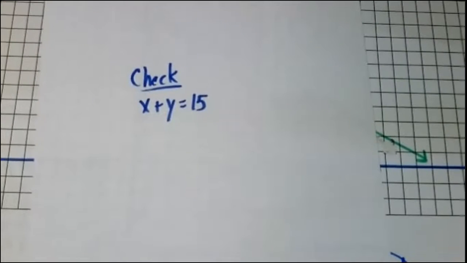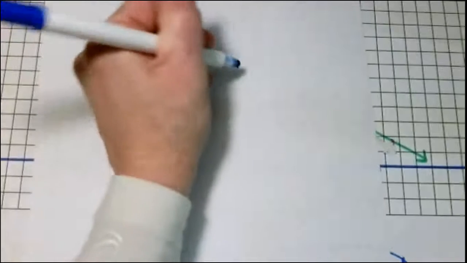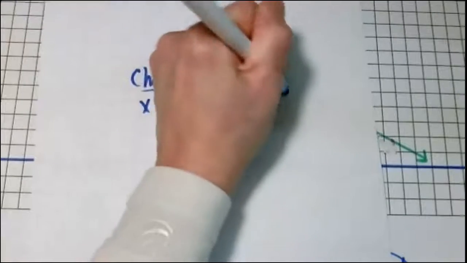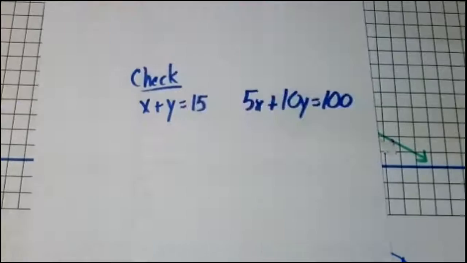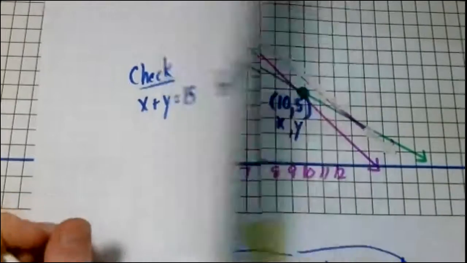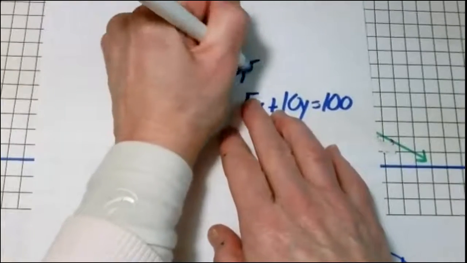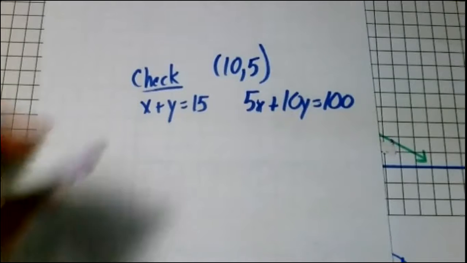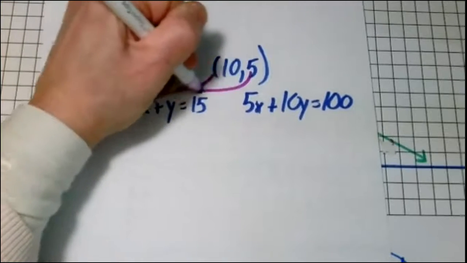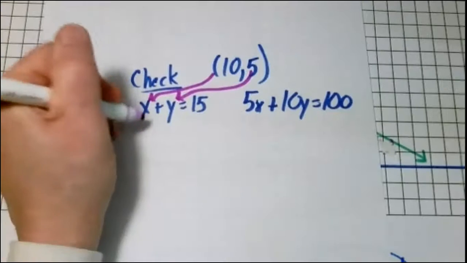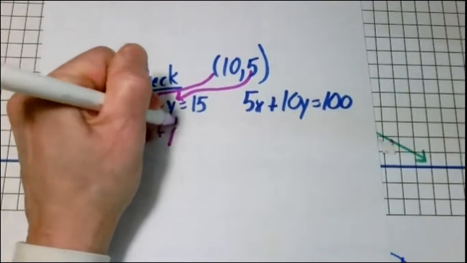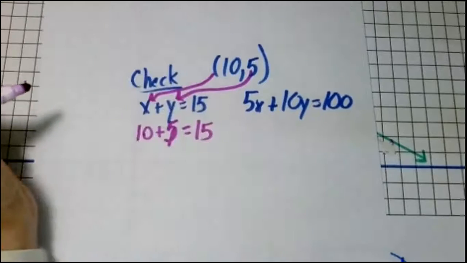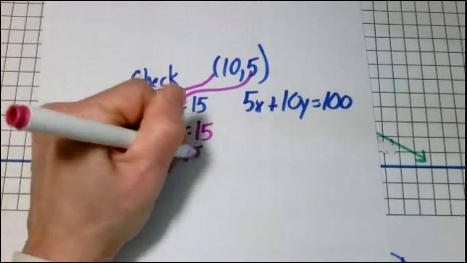And don't worry, I know these problems take a long time. I'm not giving you very many to do for your homework, I don't believe. And then the other one was 5X plus 10Y equals 100. Okay, so I'm going to plug in my point, which was, what was my point? (10, 5). Let's check it out and make sure it works. So I'm going to plug 10 in for X and 5 in for Y and see if I get a true solution. 10 plus 5 equals 15. Is that true? Yes, 15 equals 15 is a true statement.